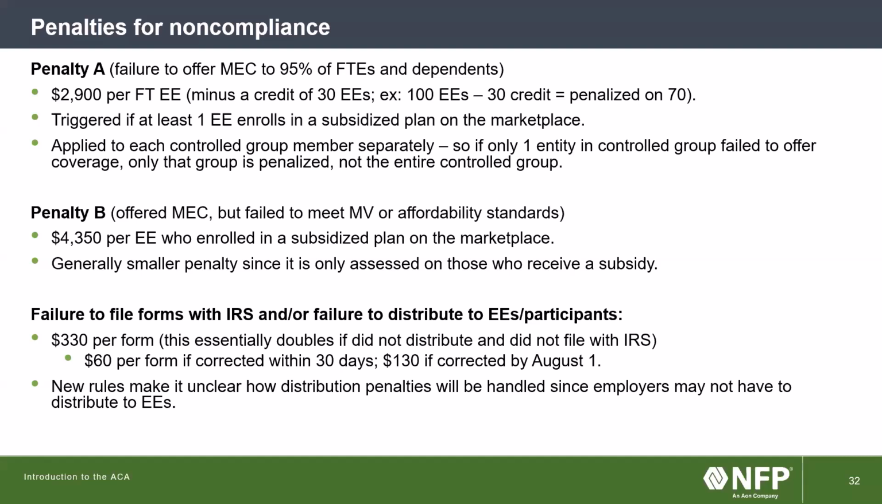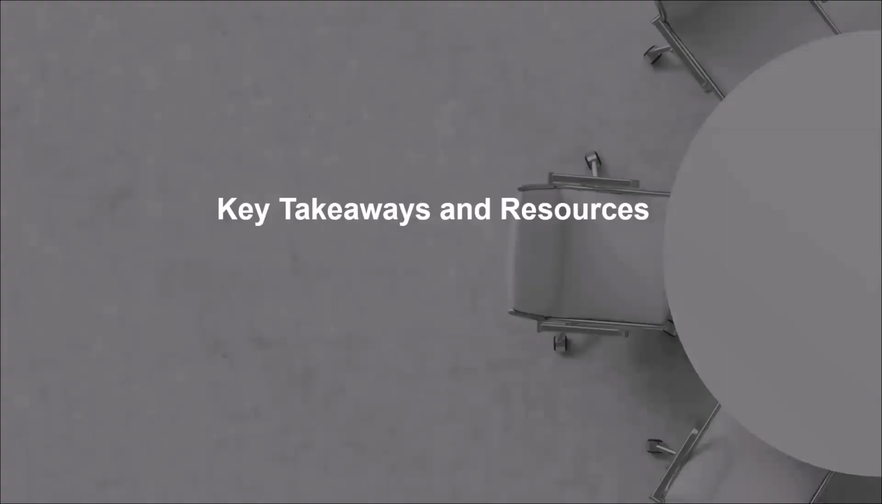Now, Patrick mentioned earlier, we do have some newer rules, starting this year, with employers not having to distribute the 1095-C, but instead providing a notice to employees. So we don't yet have clarity as far as how that new rule is going to affect a penalty like this, where there's a failure to distribute. So we're in a wait and see pattern there, but just understand that penalties can add up if you are not distributing those appropriately. And so now Patrick is going to round us out with some key takeaways and resources.